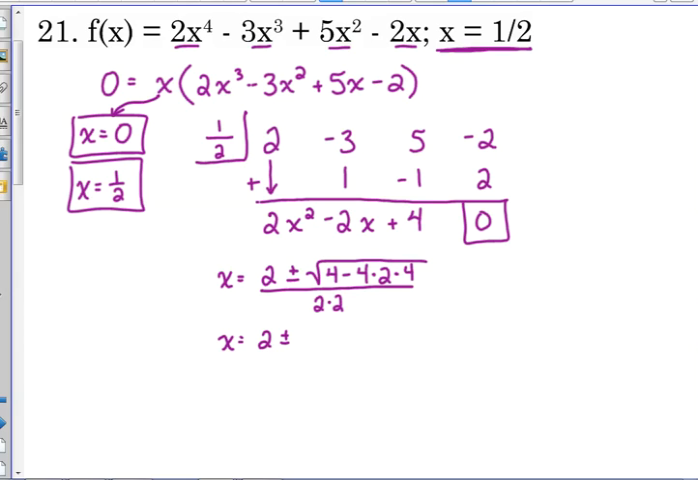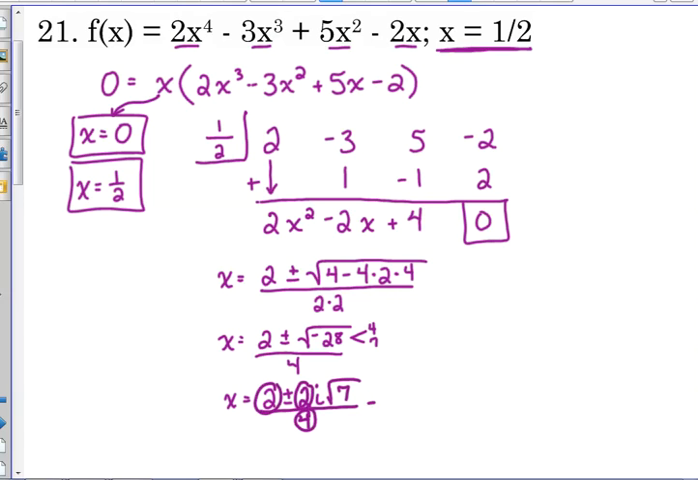Let's see here, 4 minus 32 is negative 28. So reducing what's under our square root, first of all, it's got an i because there was a negative under there. 28 is 4 times 7. The square root of 4 is 2. 7 is not a perfect square, so the 2 comes out, the 7 stays under.